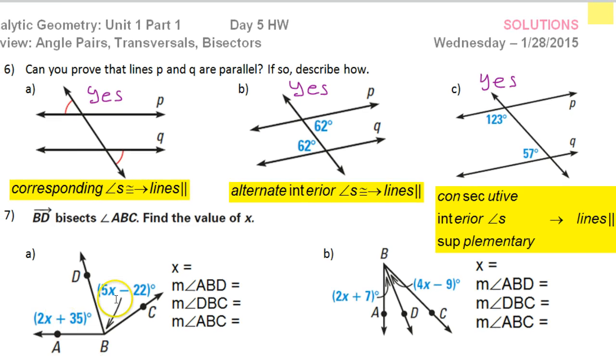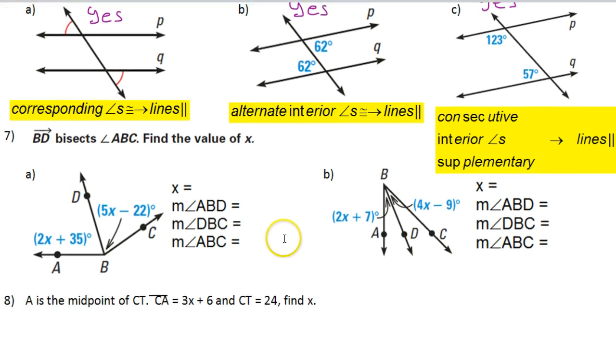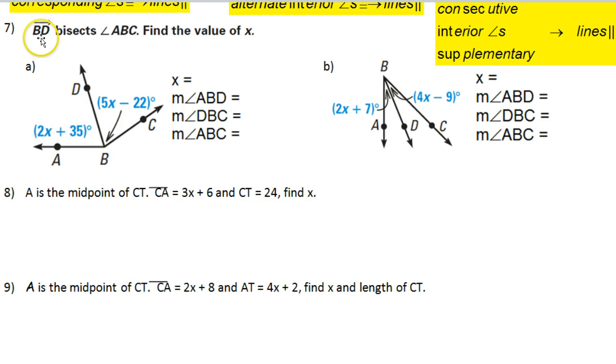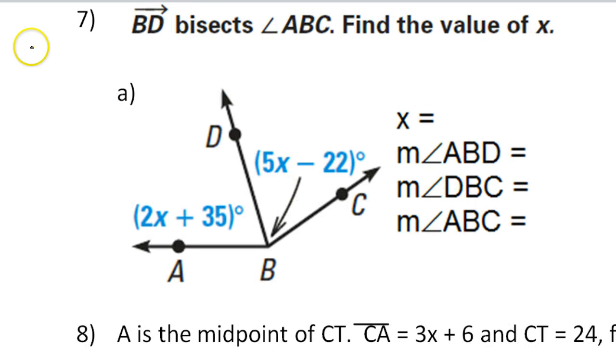Okay, number 7. So now we're talking about bisectors. When we are bisecting something, we are cutting it into two equal halves. So if ray BD bisects the angle, then these two smaller angles are congruent to each other. That means that 5x minus 22 should equal 2x plus 35.